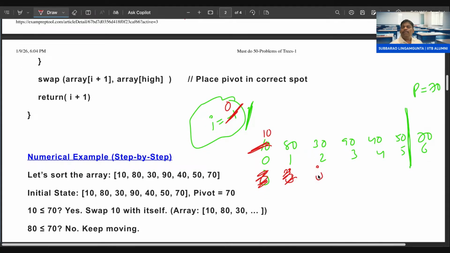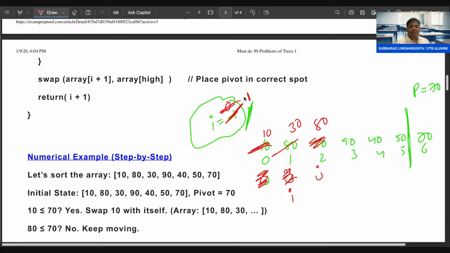J is here. Again, J will ask, is it less than or equal to the pivot or not? Yes, true. Then you increment I by 1, so I will become here. J is already there, swap with it. So 30 will be here, 80 will be here.